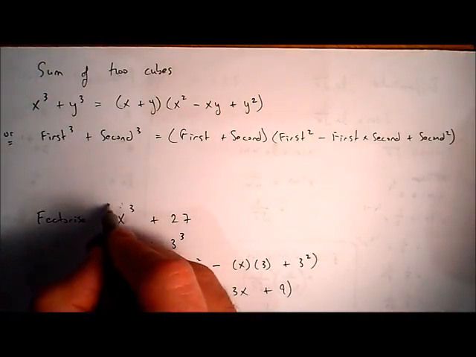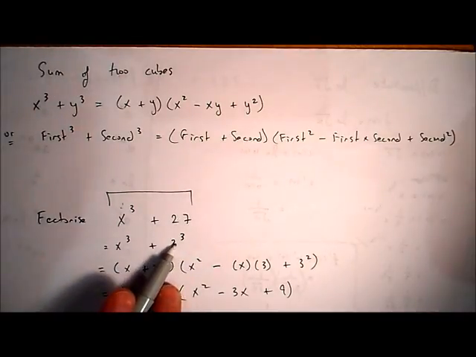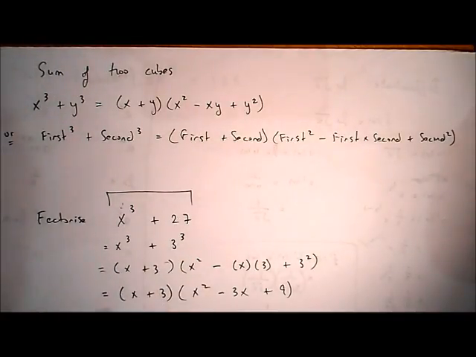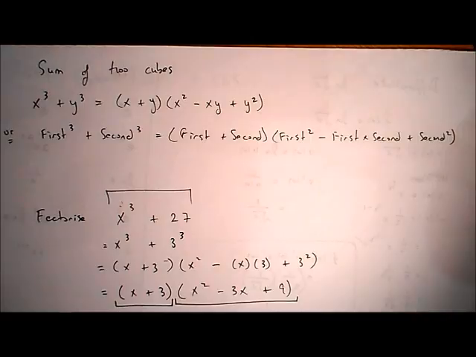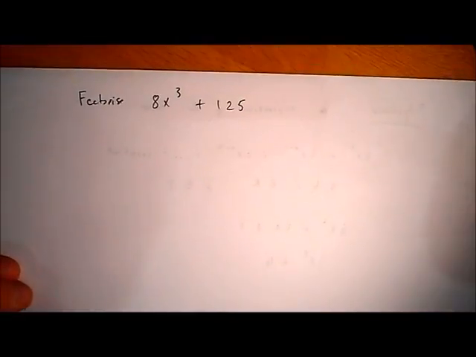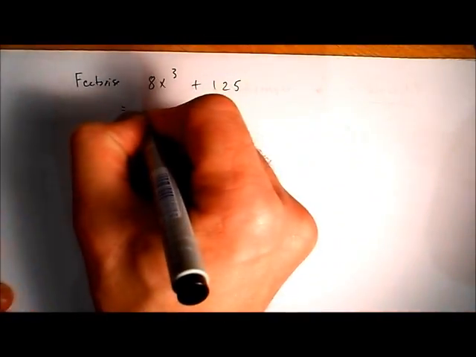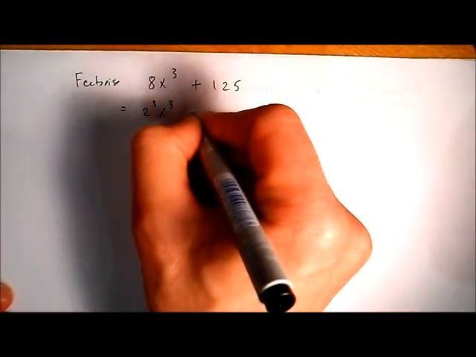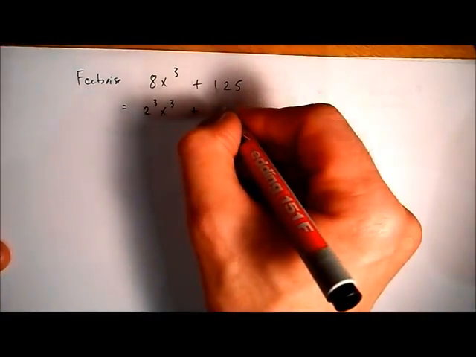So I factorized again. I started off with a sum up here, something plus something. And I noticed that 27 was actually 3 cubed, so I've got the sum of 2 cubes, and I factorized it. I wrote it as a product, which is what factorizing is, just writing as a product. Okay, let's have a look at one more example. We've got 8x cubed plus 125. The number 8 is 2 cubed. So 8x cubed I could write as 2 cubed x cubed, plus the number 125, which is the same as 5 cubed.